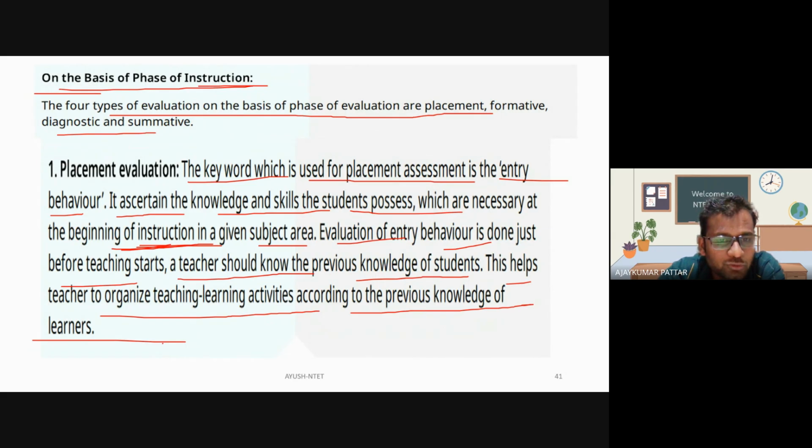लेकिन इसमें आपको कुछ भी पता नहीं है, सो इसलिए हमारा टीचिंग लर्निंग मेथड्स अलग हो रहे हैं. अगर आपको पहले ही इसका नॉलेज पता होता तो हमारा टीचिंग मेथड अलग तरीके से होता. मतलब ऑलरेडी वी नो समथिंग, देन बेस्ड ऑन दैट वी विल प्लान द फर्दर एक्टिविटीज. So placement means before proceeding to the proper subject area, the teacher should know the previous knowledge of the student regarding that particular subject or course, that is the placement evaluation.